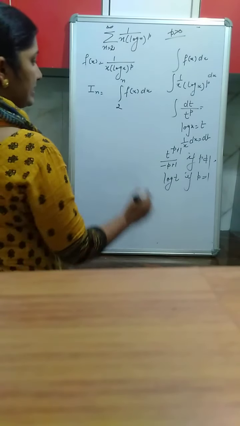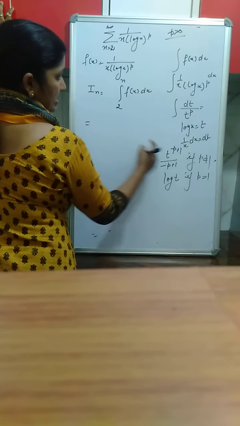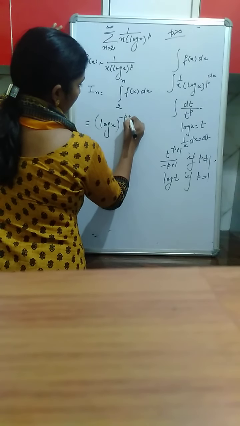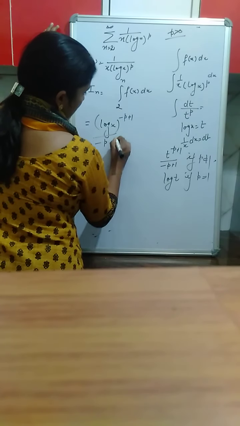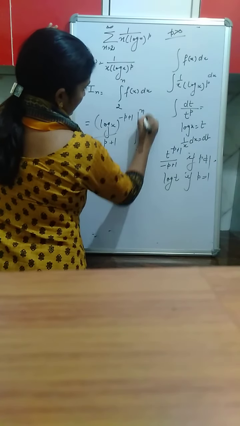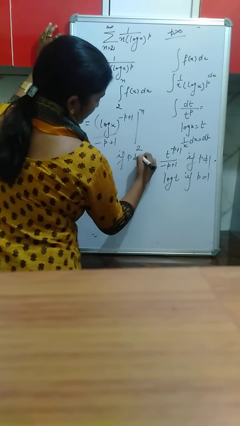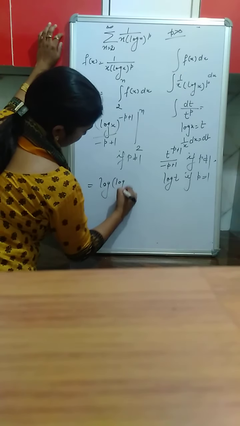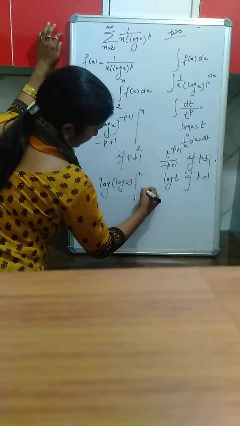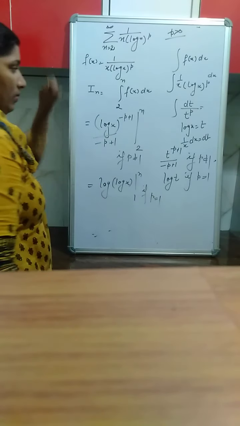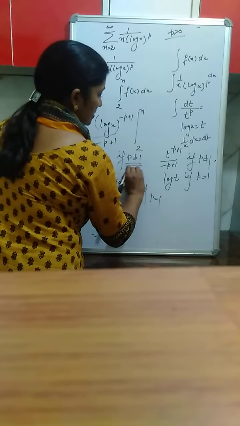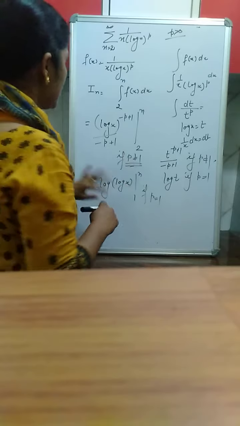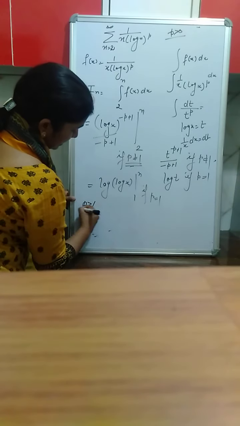So substituting, t means log x, so it is (log x)^(-p+1) upon (-p+1), with limits from 2 to n, if p is not equal to 1, and this is equal to log of log x from 2 to n if p is equal to 1. So first, when p is not equal to 1, either p is greater than 1 or p is less than 1. So the case when p is greater than 1.